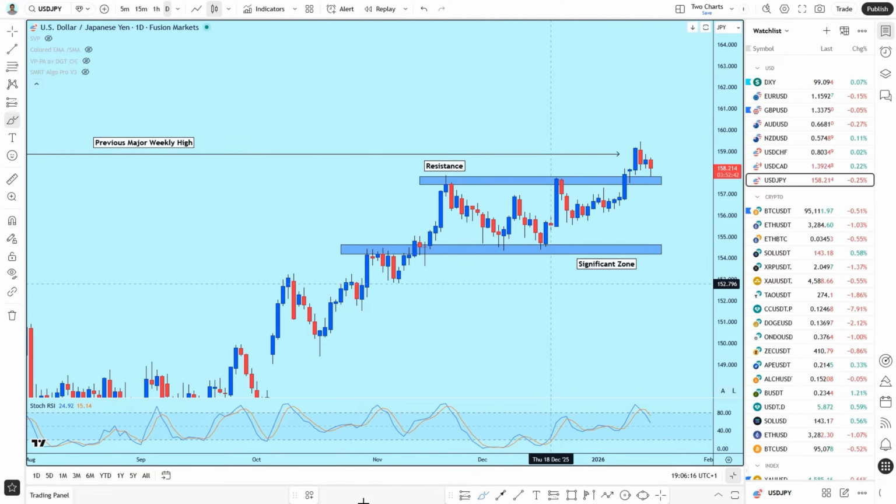Let's quickly see what is happening with US dollar Japanese yen. We can also see this uptrend here. Price formed this significant zone because it acted as a resistance and then as a support. It continued to go up to eventually break this major resistance zone. And here price continued to go up with this very nice bullish candlestick.